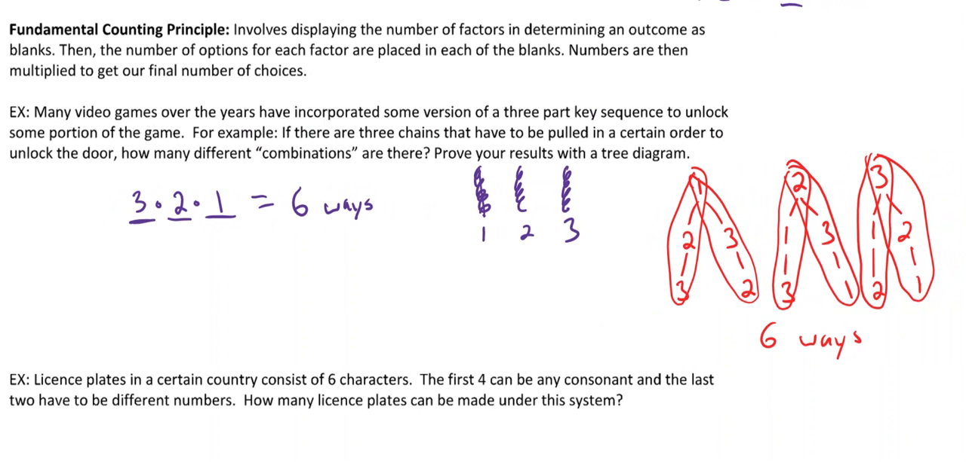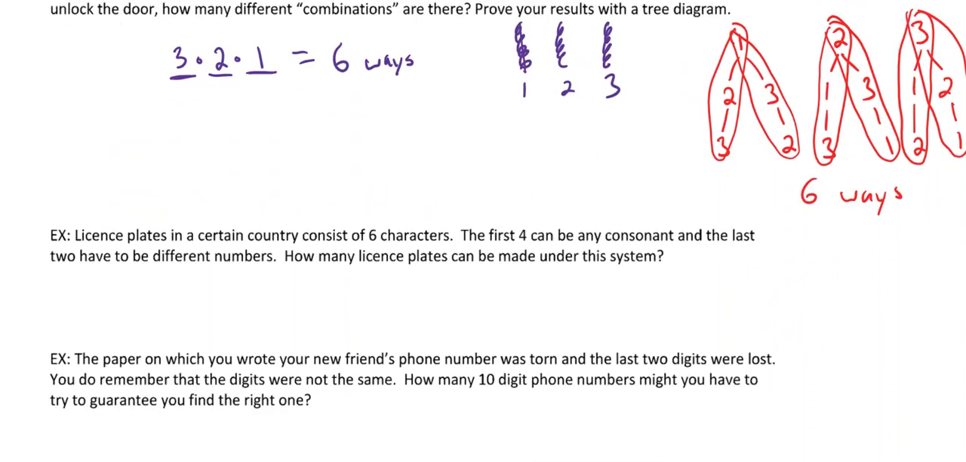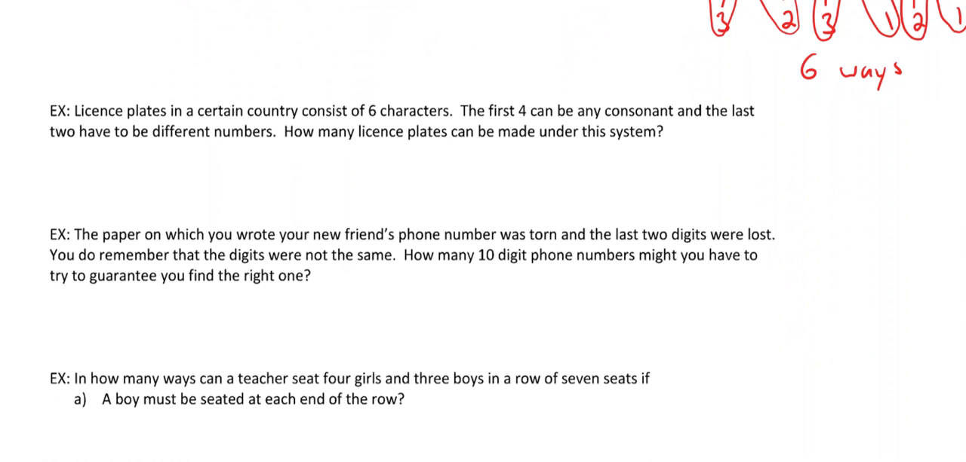That's called a tree diagram because it looks like a tree. All right. Next one here. So it says license plates in a certain country consist of six characters. The first four can be any consonant, and the last two have to be different numbers. How many license plates can be made under this system?